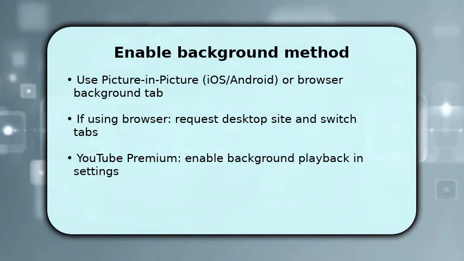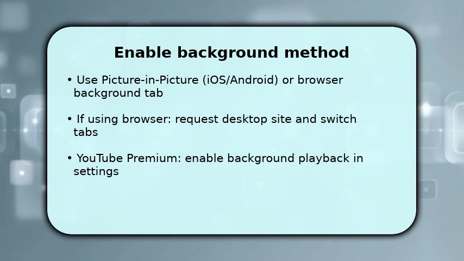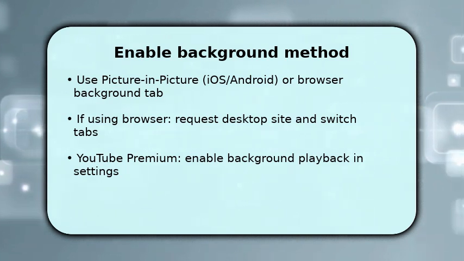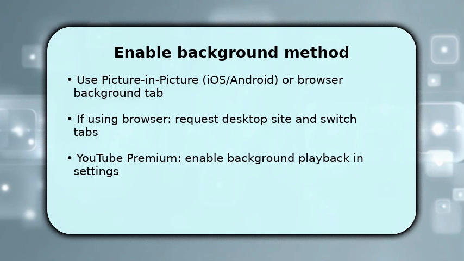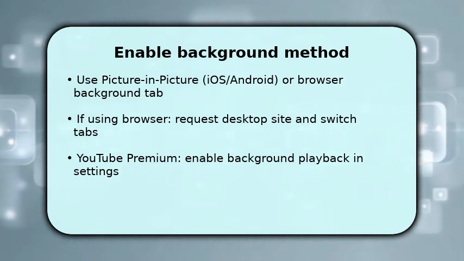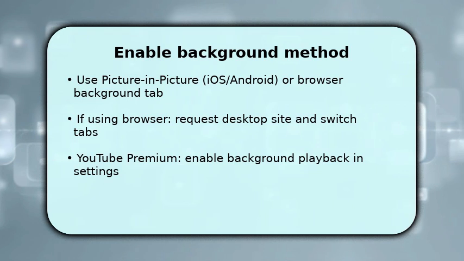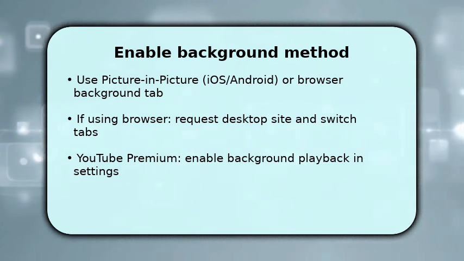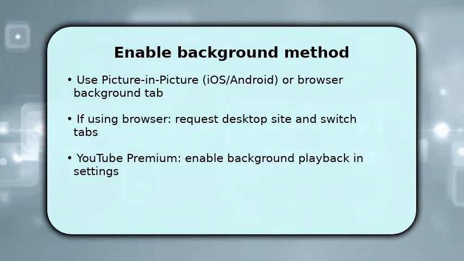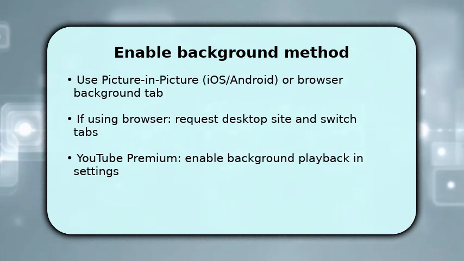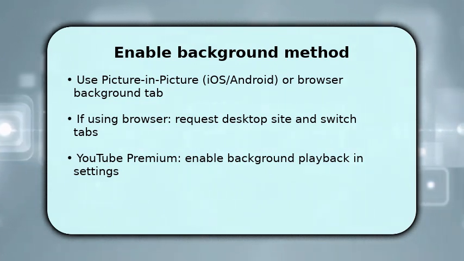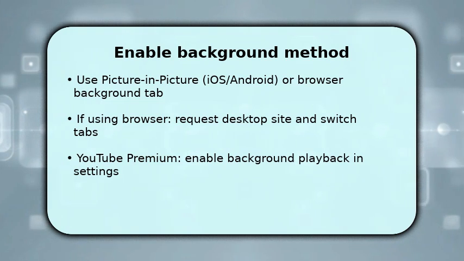On Android, use the PiP button or recent apps. If using a browser, request the desktop site, start playback, then switch tabs. Audio should continue. If you have YouTube Premium, open settings and toggle background playback for seamless audio when the screen locks. These steps ensure audio continues while you navigate away from the app or lock the screen.